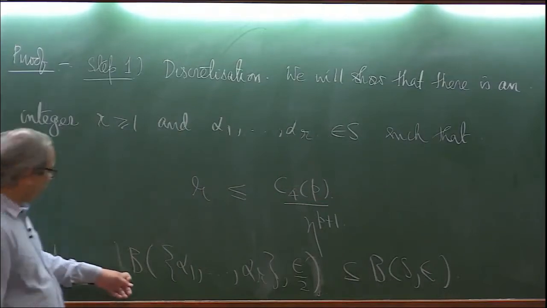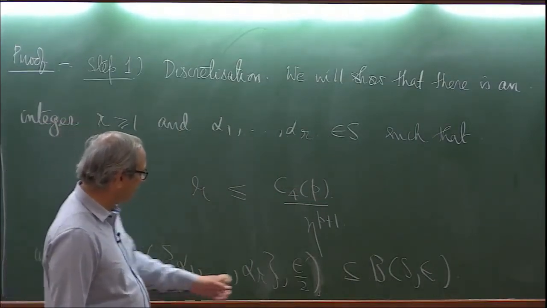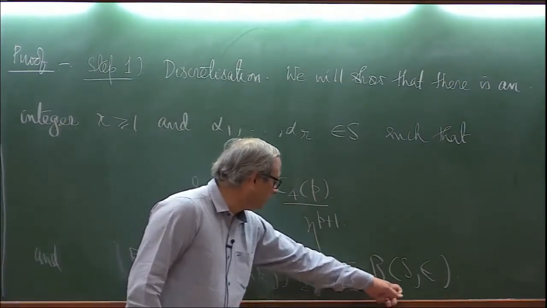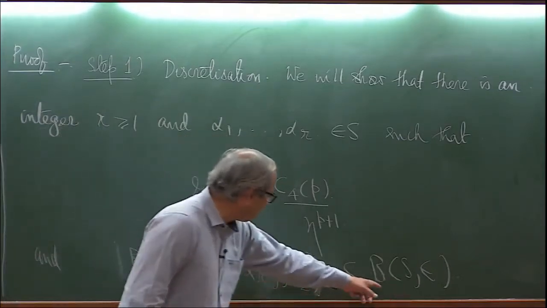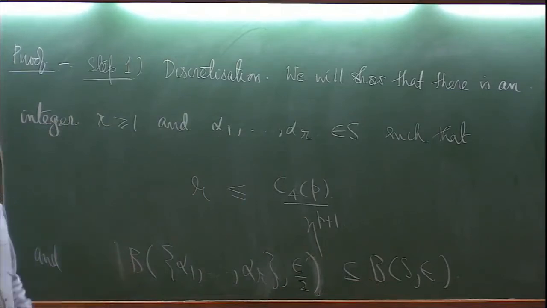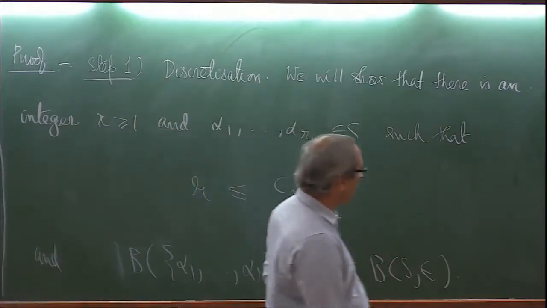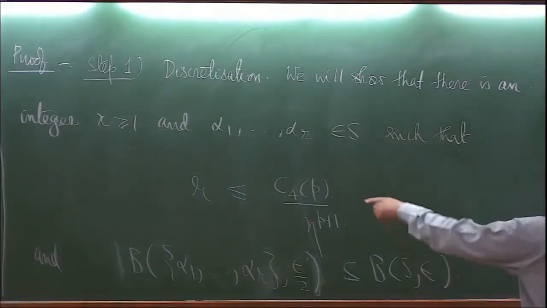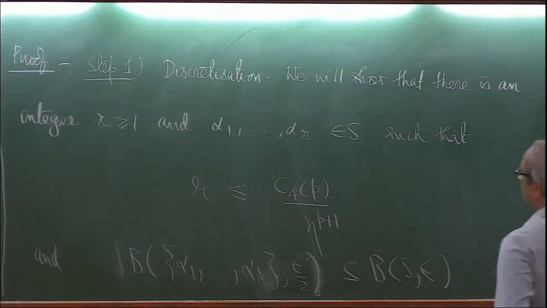Once you have this containment, to get a lower bound for this cardinality, it's enough to bound the cardinality of the smaller set from below, and that's done by the Dirichlet box principle. Right. So now how does one prove that there exists such a thing?